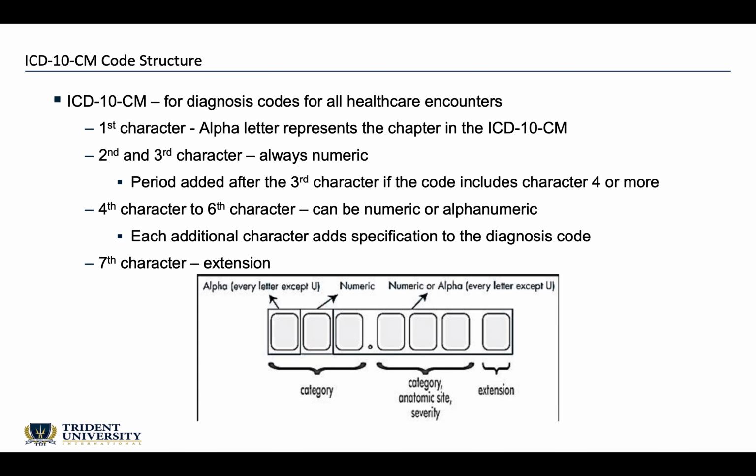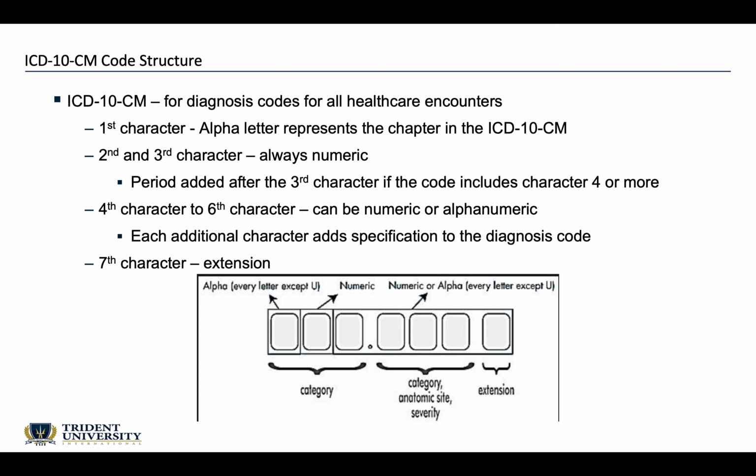All right. So let's go more into the code structure for diagnosis codes for all healthcare encounters. The first character is always an alpha character. The alpha character is always capitalized. That's very important, always capitalized. And it represents one of the 21 different chapters that are listed in your code book. You're going to learn about the chapters as you go on through the units, but that's how they're related.